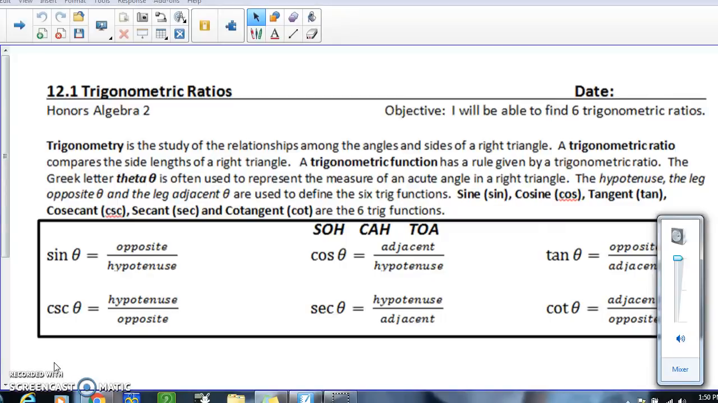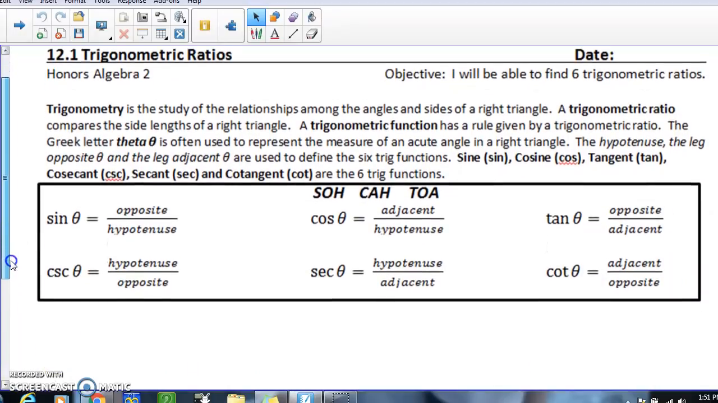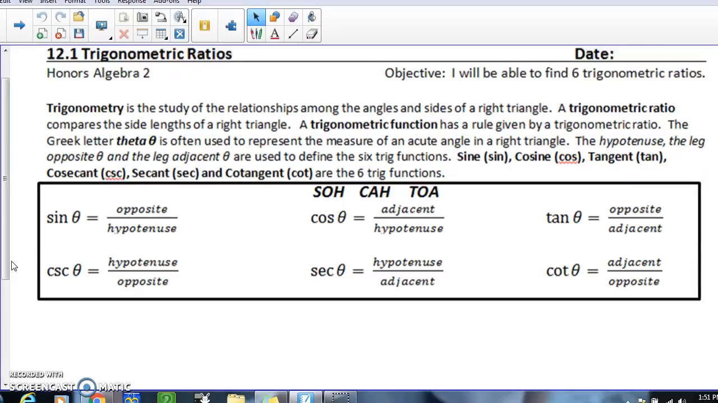I'm sure you're missing me terribly, but what we are starting today is our investigation into trig, and that'll take us over the next couple weeks. So I think that saying trig or looking at some of these things hopefully invokes some memories for you back from geometry. Some of this should be review, and some of this is going to be very new for you.